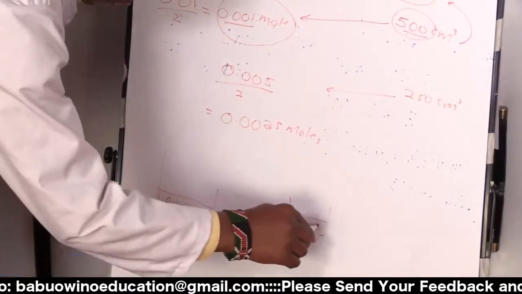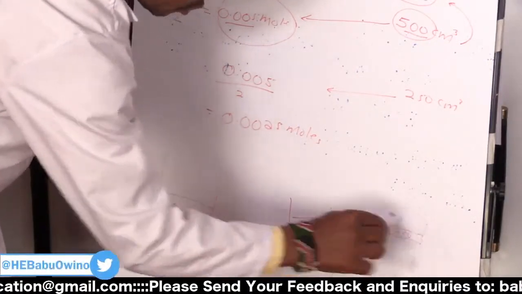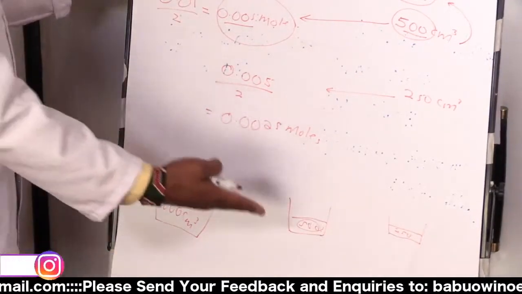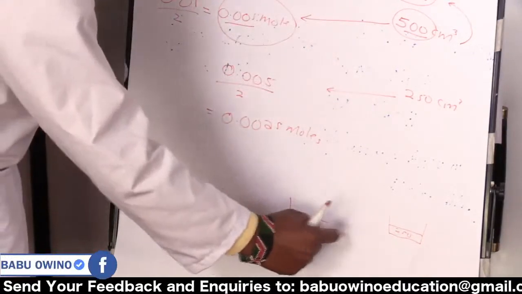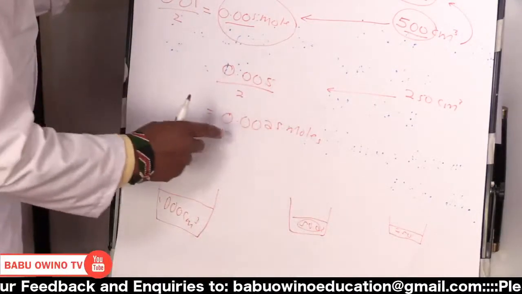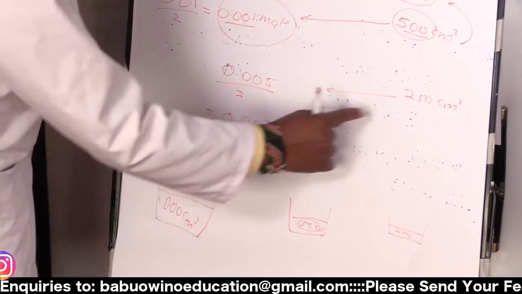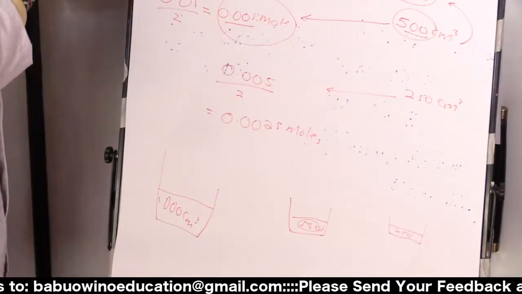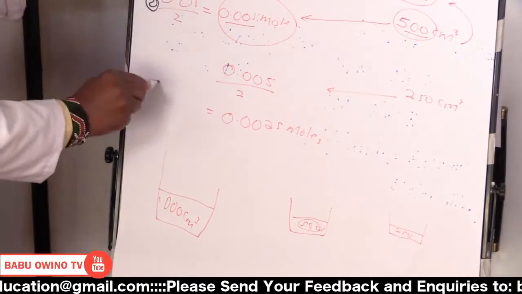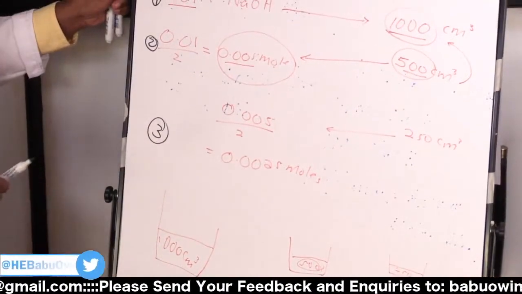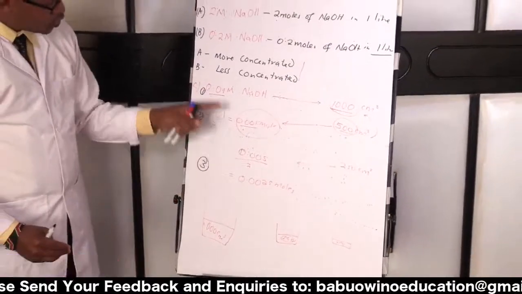If we now fetch from here another 250 mLs, what that means is that from here we had 0.005. So the 250 mLs from here will carry half of that, and that is 0.0025 moles in 250. What that means is simple: solution 1, solution 2, and solution 3 have the same concentrations. These three have the same concentrations per liter.